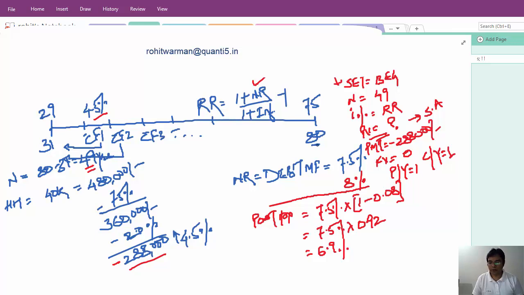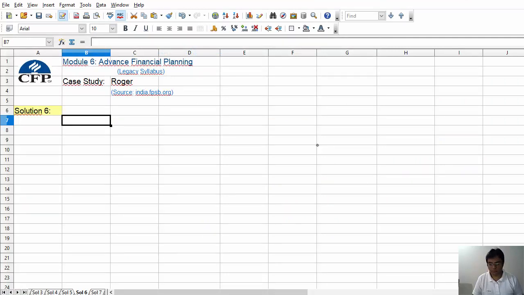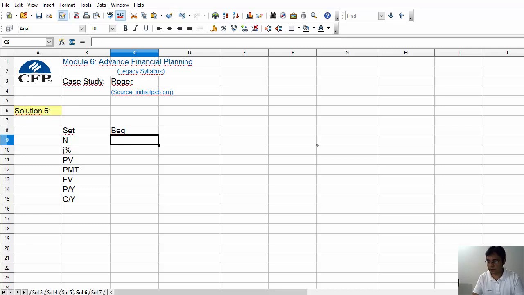Okay, now this part what I have written, let me put on the Excel sheet or the OpenOffice spreadsheet. So the same way you have to do on the calculator also. So the first is the set, second is your N, then I%, PV, PMT, FV, P/Y, and compounding in a year. So this will go with the begin.